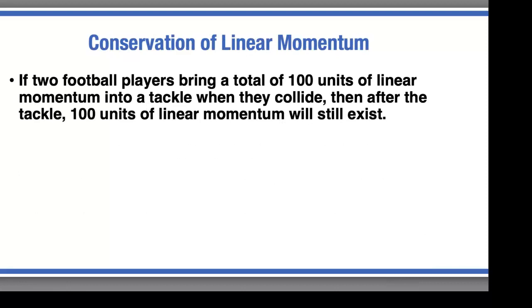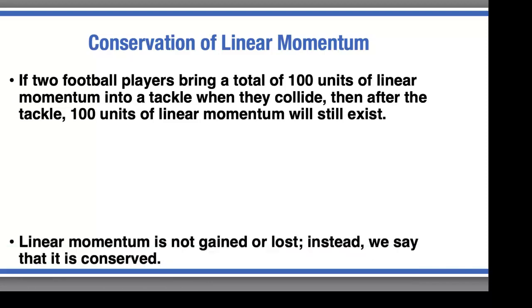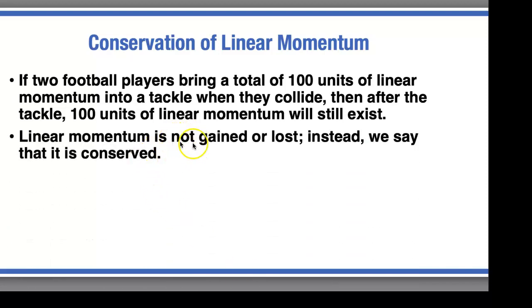So that's where the conservation of linear momentum comes in. So this is a little different than before. We did conservation of angular momentum before. Now it's linear. So if two football players bring 100 units of linear momentum, not kinetic energy, momentum into a tackle when they collide, then after the tackle, 100 units of linear momentum still exist. So I had it backwards for you too. Momentum stays the same, kinetic energy can change because it can be dispersed. So I had it backwards there. So linear momentum is not gained or lost. Instead, we say it's conserved.